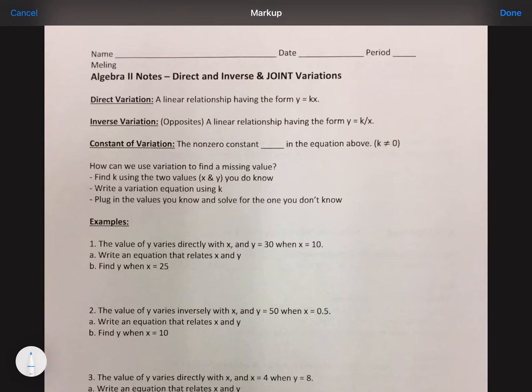Welcome to today's lesson on direct, inverse, and joint variations. We've previously gone over direct and inverse variations. But first, before we get to joint variations, we will refresh ourselves.